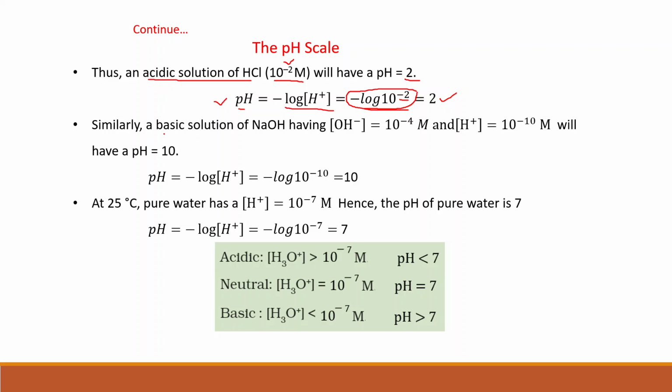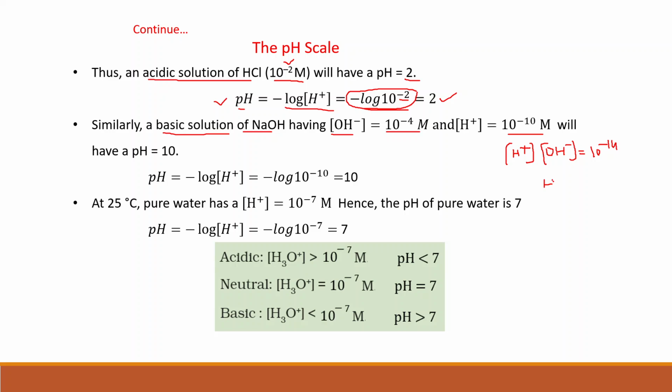In the same way, for a basic solution of NaOH having hydroxyl ion concentration 10 to the power minus 4 M, what will be the hydrogen ion concentration? This will be 10 to the power minus 10 M. I think you can also solve it. We have already discussed that the product of the concentration of hydrogen ion and hydroxyl ion is equal to 10 to the power minus 14. This is Kw, the ionic product of water.